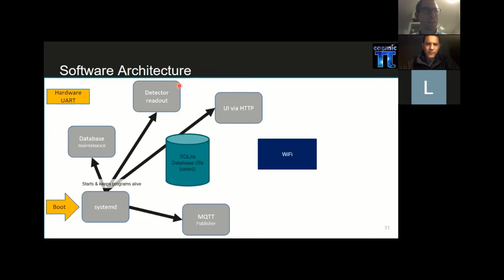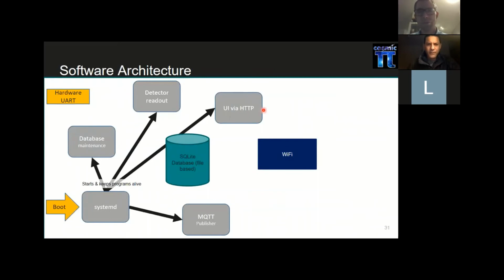We run a detector readout. This listens on the serial port of the Raspberry Pi for the data which comes from the STM32. Every second, the STM32 just spits out any cosmic rays which were detected and all of the timestamps. These are then caught by the Raspberry Pi and put into the database.